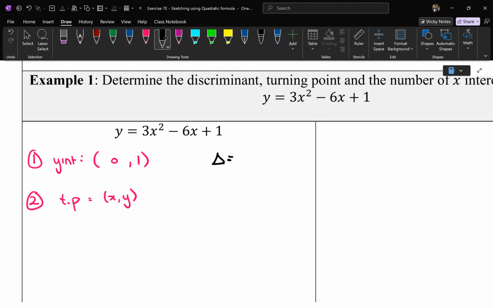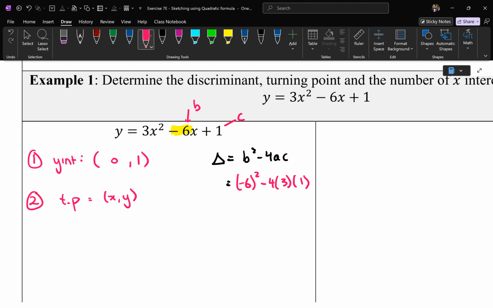Let's go. Discriminant. B squared minus 4AC will tell you if you have any x-intercepts that you need to solve. What's my B here, Jaden? Not 6. Negative 6. Very good. Negative 6 squared, minus 4 times, what's my A? 3 times C. 1. Very good.